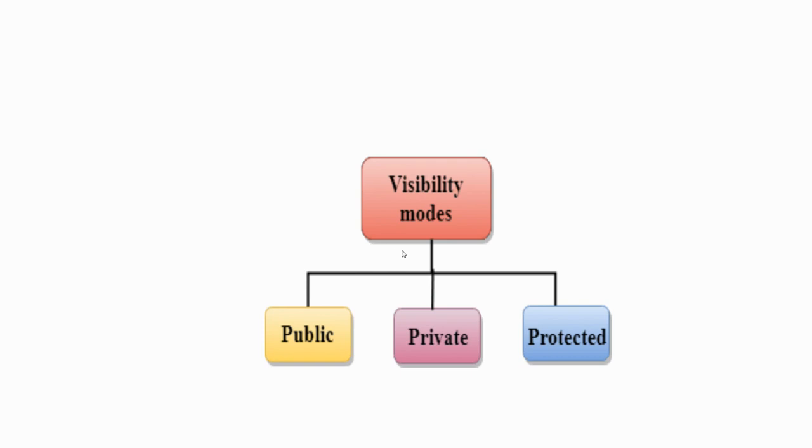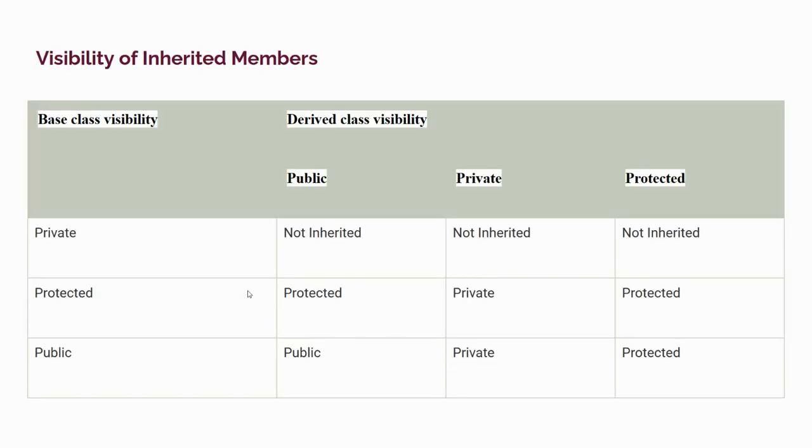What are visibility modes? These are the access specifiers. Three types: public, private, and protected. We'll see the visibility of inherited members. If the base class visibility is private, then whether the derived class visibility is public, private, or protected, it will not be inherited. In all the three visibility modes, it will not be inherited if the base class visibility is private.